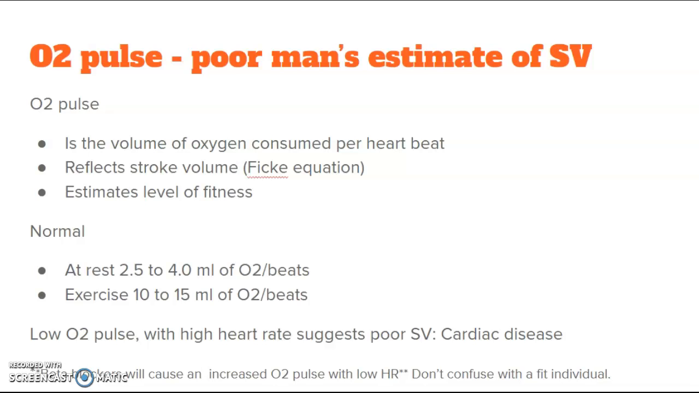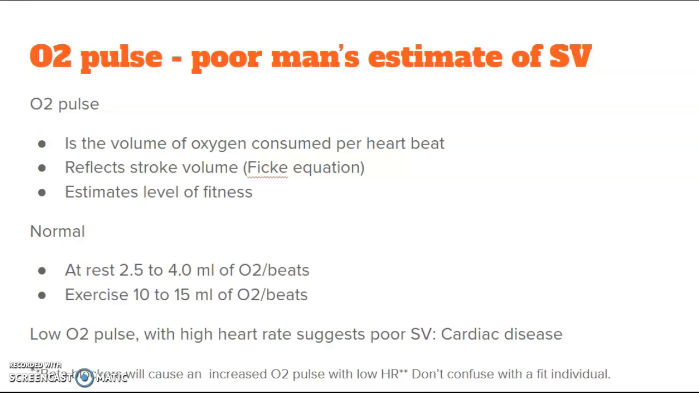Normal patients who are basically healthy, at rest, will have 2.5 to 4.0 milliliters of oxygen per beat. When they start to exercise, you should see it increase to anywhere between 10 to 15 milliliters of oxygen per beat. So if a patient has a low O2 pulse but a high heart rate, we already said the high heart rate alone at moderate intensity tells us they have a poor stroke volume.